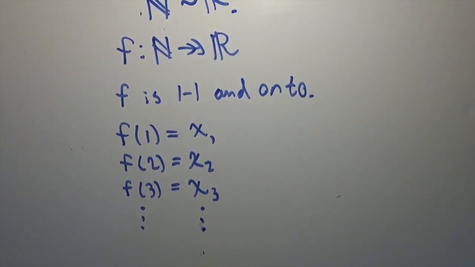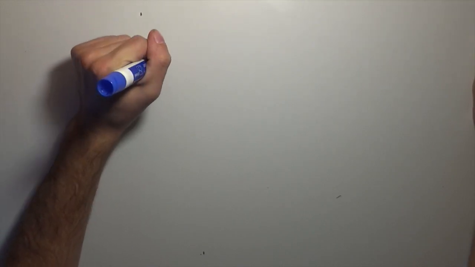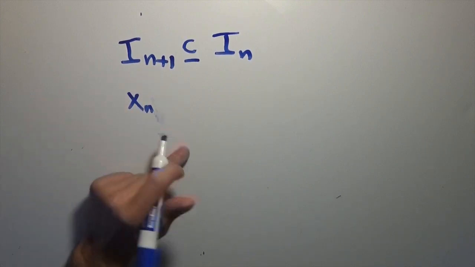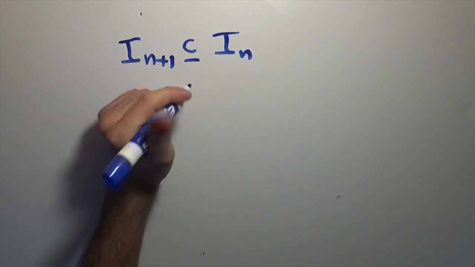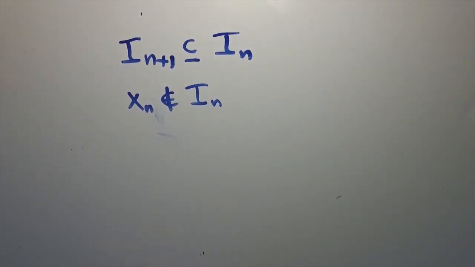So to use the nested interval property to prove this, we want to develop a set of nested intervals with this property. The (n+1)th interval is, and the nth real number on the list is not an element of the nth interval. So the nth interval is precisely an interval that does not contain the nth element of the list. So x1 is not in I1.